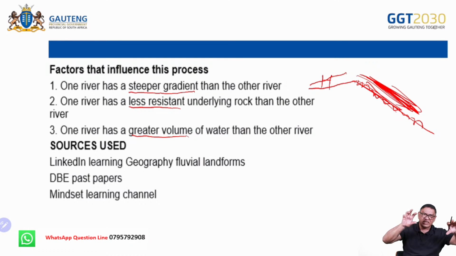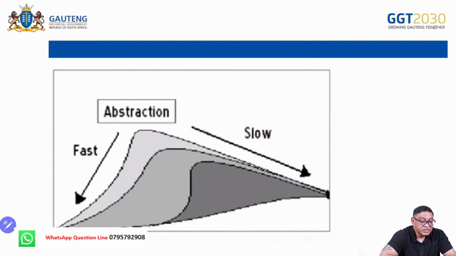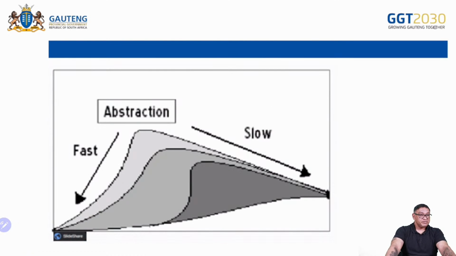Can you see how we're relating rejuvenation, we're relating drainage basins, all in one? Therefore, it makes it easier for us to understand. Now let's look at abstraction. What is the factor here that will make one river more energetic than the other river?